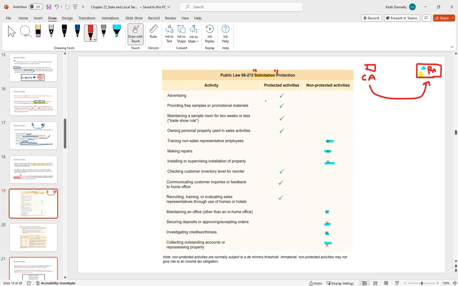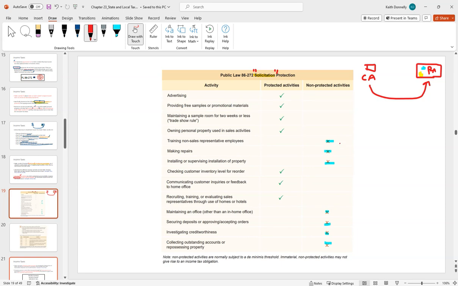So what is protected solicitation? Advertising. We're in California, we advertise here in Pennsylvania. Providing free samples, maintaining a showroom for 2 weeks or less, owning personal property used in sales activities, checking customer inventory level, communicating with customers, requesting training or evaluating sales representatives. All of these things you're protected in doing. Feel free to do these in Pennsylvania. We're not going to subject you to income tax.